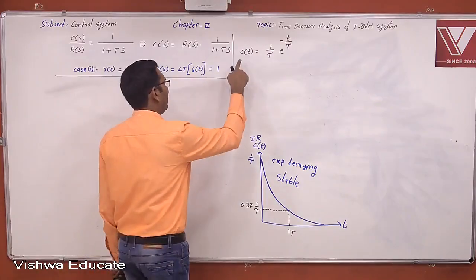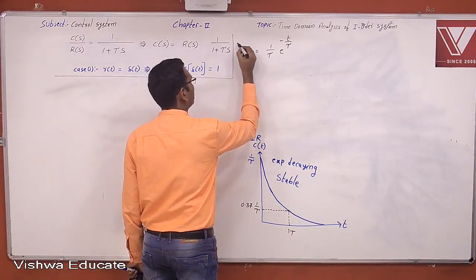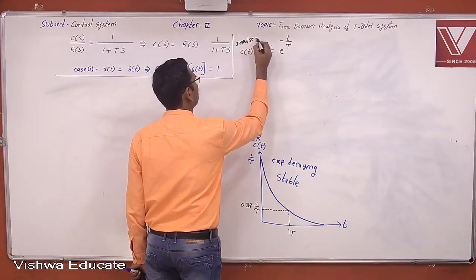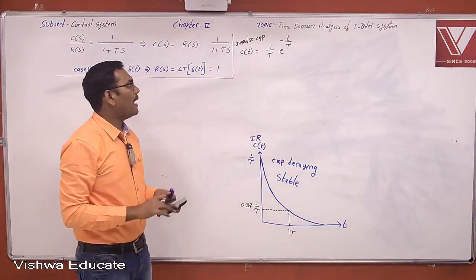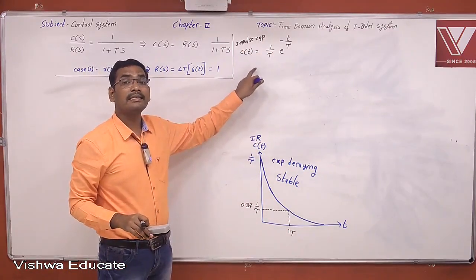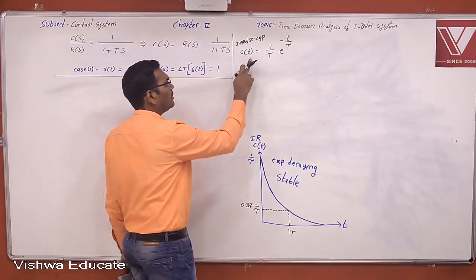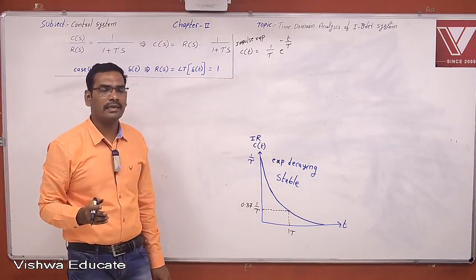Now this is the response, nothing but the impulse response. Is it right or not? Yes, this is the impulse response. Now I am asking one question, student. Identify the transient and steady state terms in this response. What are the transient term and steady state term? I am already giving the clarification.